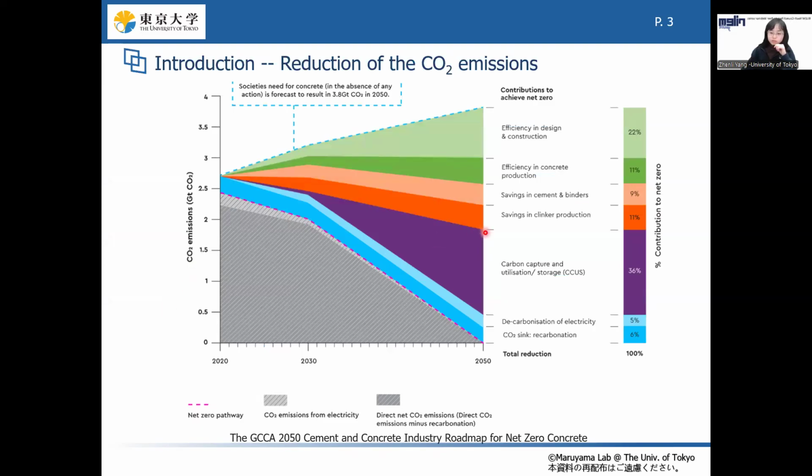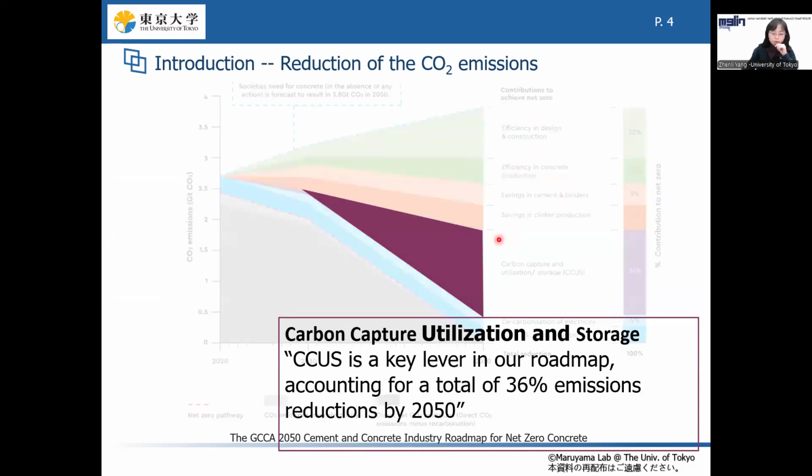This graph shows approaches to carbon neutrality in the cement and concrete industry until 2050. In order to achieve carbon neutrality, we should consider the concrete in service, concrete production, and cement and clinker production. On top of this, we also need carbon capture utilization and storage, the CCUS. What we can find in this graph is that the percentage taken by carbon capture utilization and storage is high, almost more than 1/3 until the middle of this century.